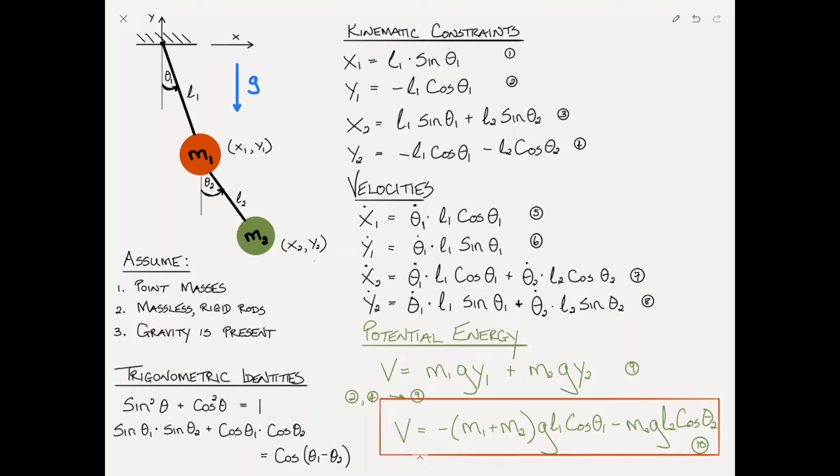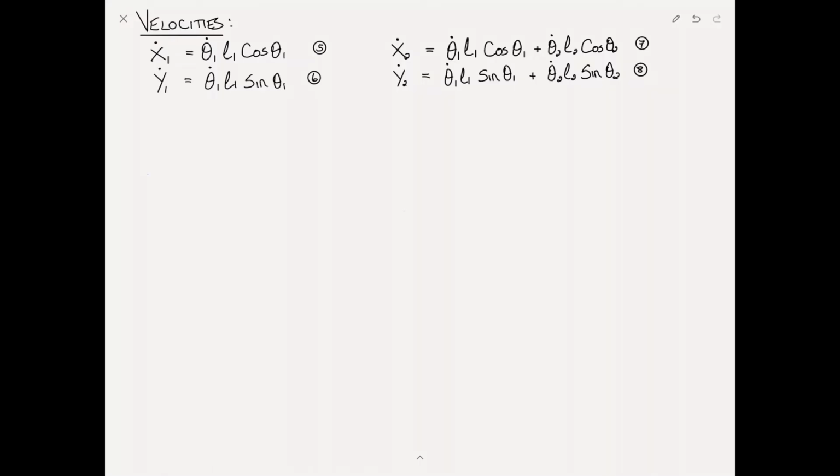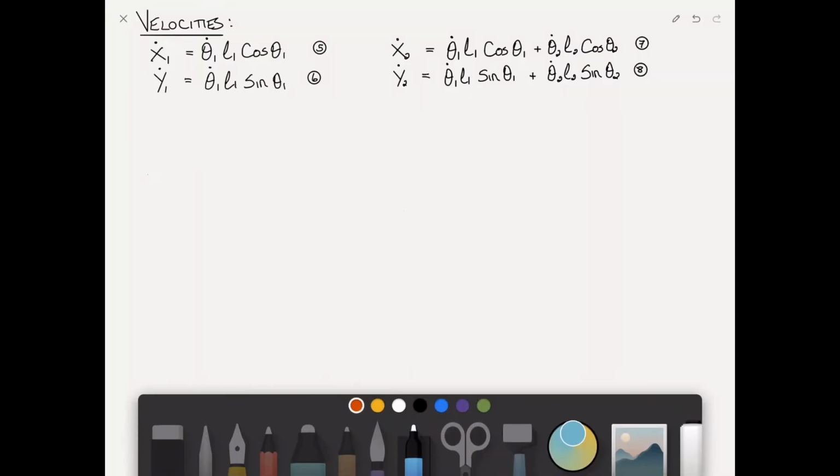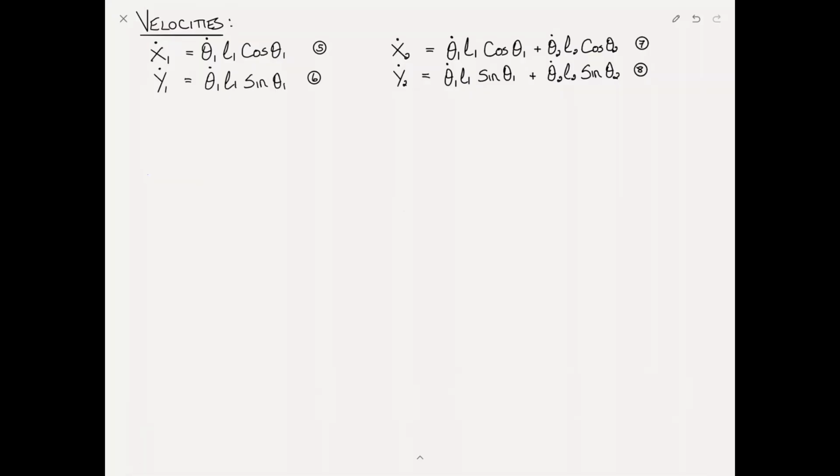So turning the page, I've gone ahead and copied the velocities from the last page on here because we're going to need this for the purpose of finding kinetic energy, which relies on the velocity. So the kinetic energy, denoted T, is just a half mv squared of each of the masses. So it's a half m1 v1 squared plus a half m2 v2 squared.